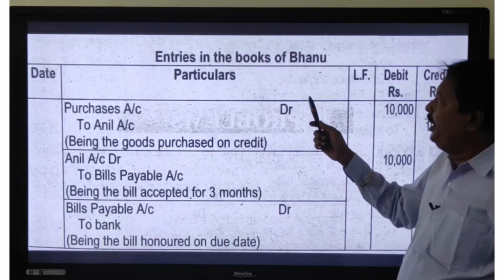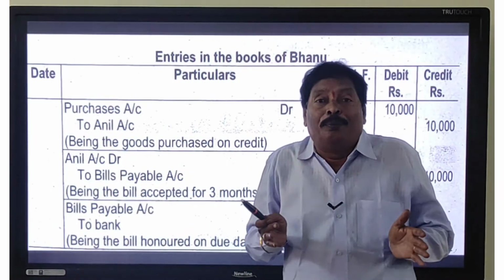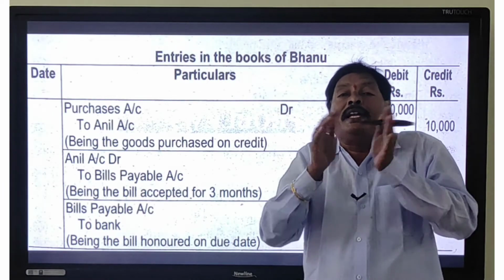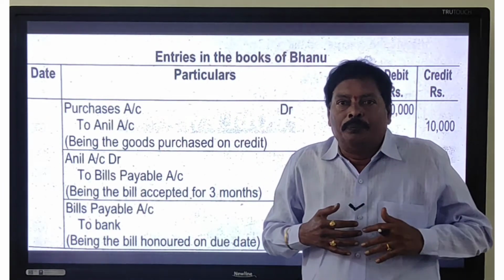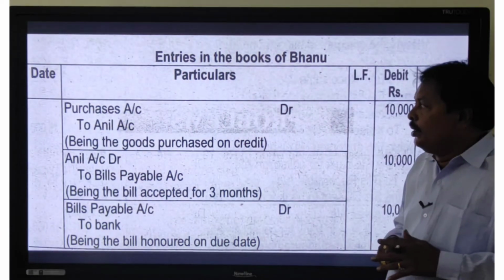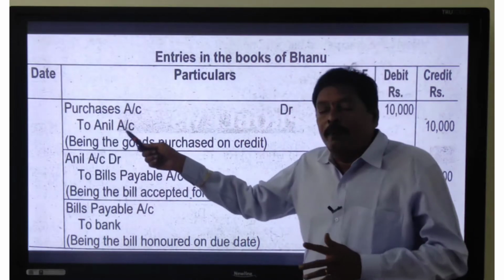And the next three entries are in the books of Banu. Now we act as Banu. Because we are writing journal entries in the books of Banu, the student must act as Banu. We are Banu. Now we are writing journal entries in our books. So first, purchases the goods from Anil.